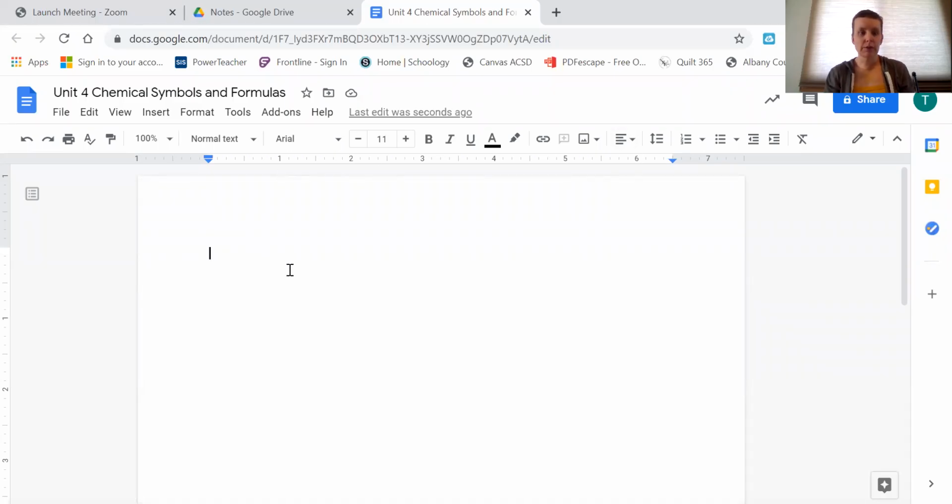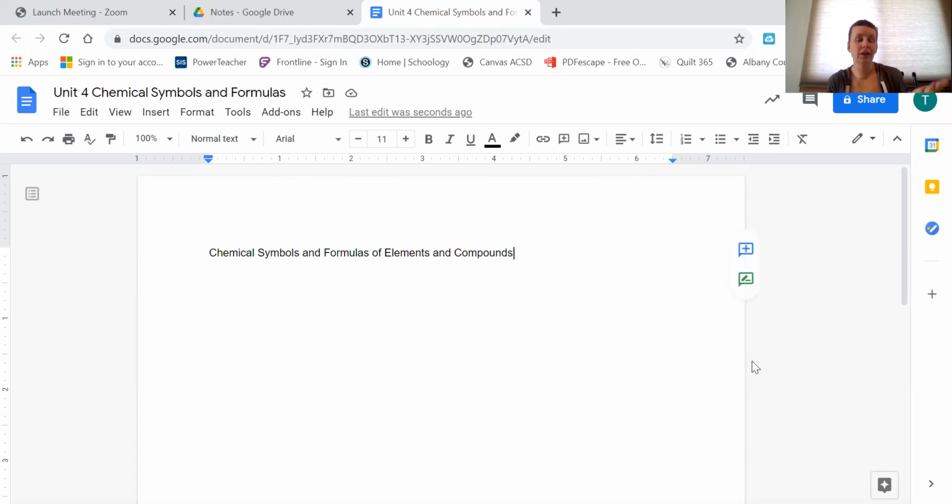Okay, everybody, we're going to do some notes, second set of notes for Unit 4 here. So the title of these notes is actually kind of long, so here we go. It's chemical symbols and formulas of elements and compounds. Chemical symbols and formulas of elements and compounds.